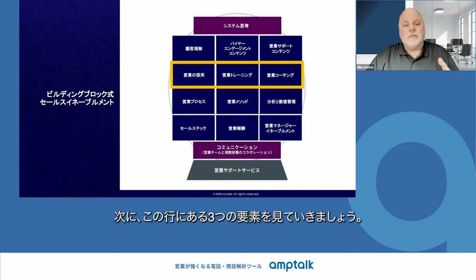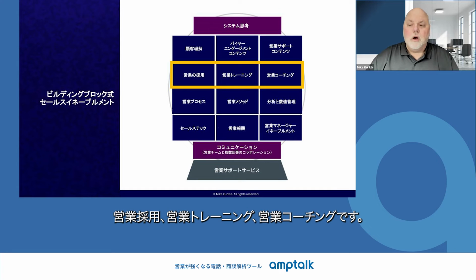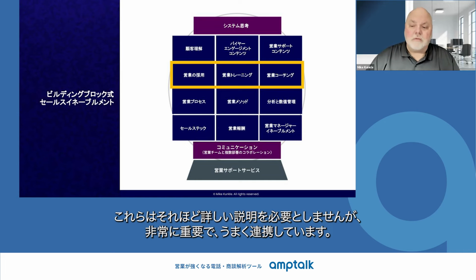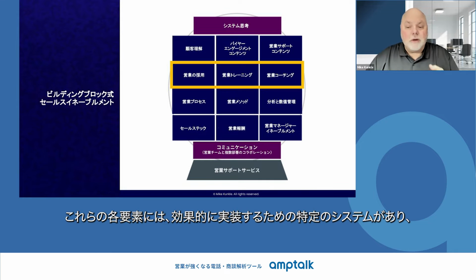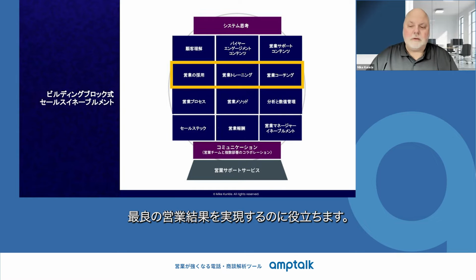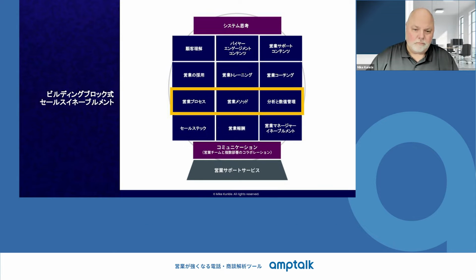Now, the next three blocks in this row are sales hiring, sales training, and sales coaching. These blocks do not require much explanation, but we know that they are critical and they blend together perfectly. All three blocks have specific systems that support them in ways to implement best practices effectively that will help you get the best possible sales results.